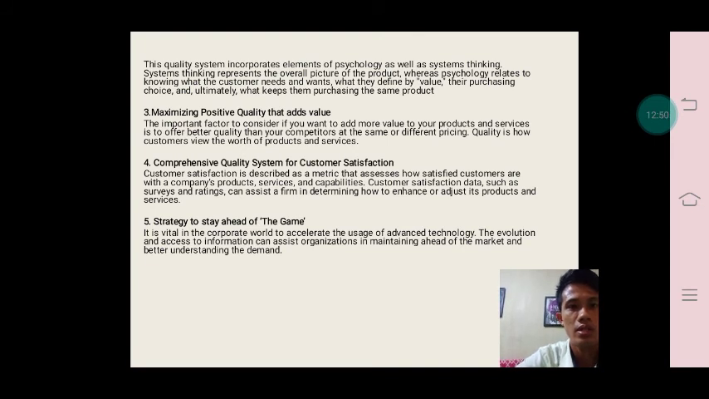So here in number 5, let's proceed: strategy to stay ahead of the game. It is vital in the corporate world to accelerate the usage of advanced technology.